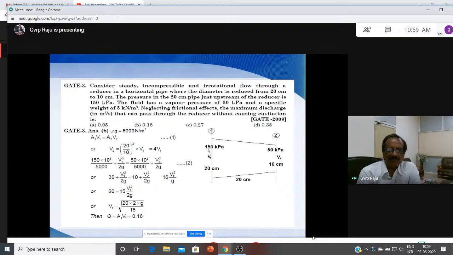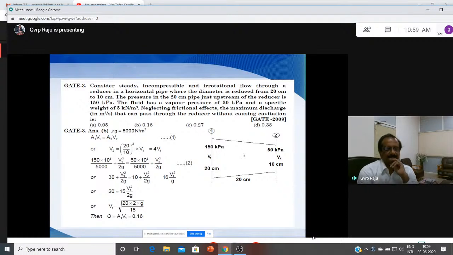And the fluid has a vapor pressure of 50 kilopascals. So the pressure here at section 2 is 50 kilopascals, and a specific weight of 5 kilonewton per meter cube, and negligible frictional losses. He has asked to find out the maximum discharge in meter cube per second that can pass through this flow here. He has not given V1 and V2.